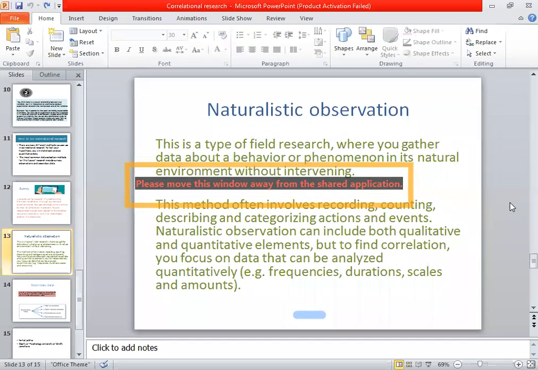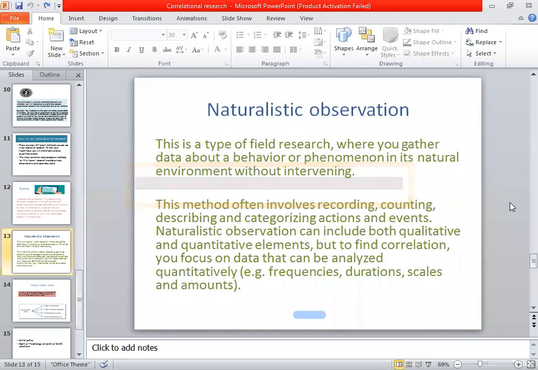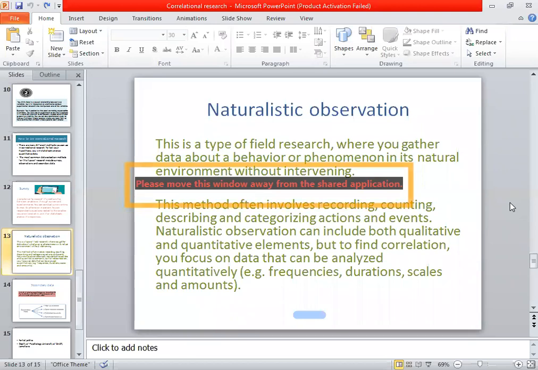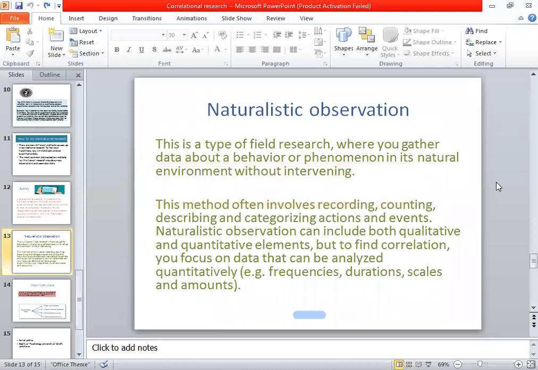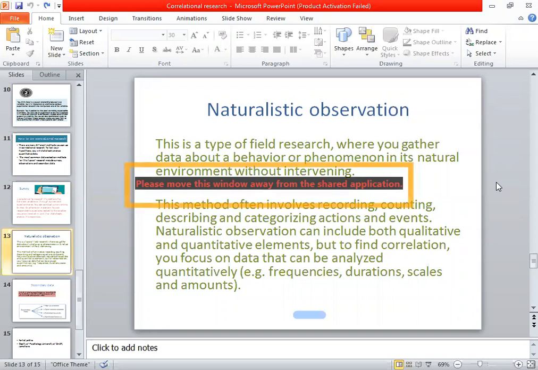Now what happens in naturalistic observation? The method of naturalistic observation involves recording, counting, describing and categorizing actions and events. The behavior is recorded, then counted, described and categorized. Why? Because in quantitative research, categorization happens; we will categorize the data, counting, categorizing, describing events. Naturalistic observation can include both qualitative and quantitative elements. Remember that observation is a strong and often used method of research for qualitative research, but it is also used in quantitative research.